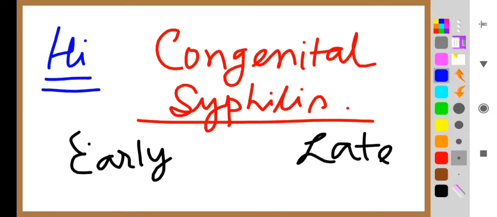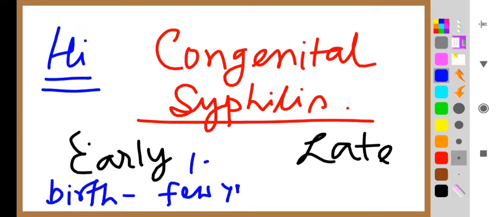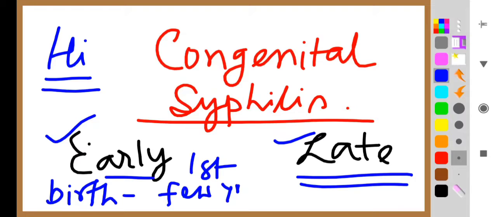So what do you mean by early symptoms? Early means which occurs from birth to the first few years of life. And late manifestation has late symptoms. So there are two kinds of manifestation for congenital syphilis. One is early, from birth to first few years of life. Another is late. So let us discuss the symptoms.